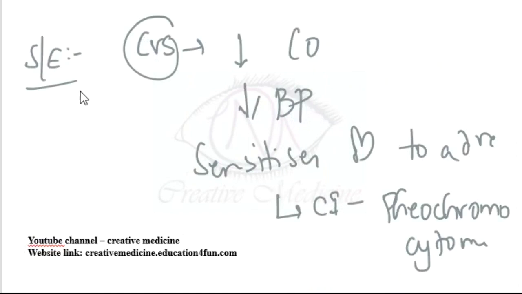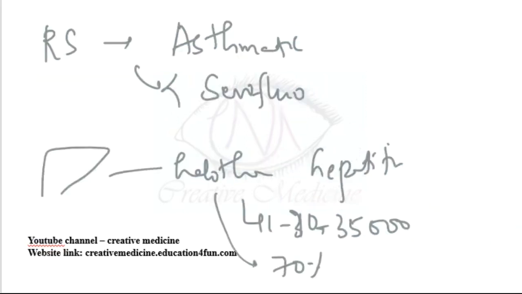Then systemic side effects include on cardiovascular system, it decreases the cardiac output maximally and it also decreases the blood pressure. It sensitizes the heart to adrenaline, thus it is contraindicated in pheochromocytoma. It is less preferred in respiratory system, less preferred than sevoflurane in asthmatics.